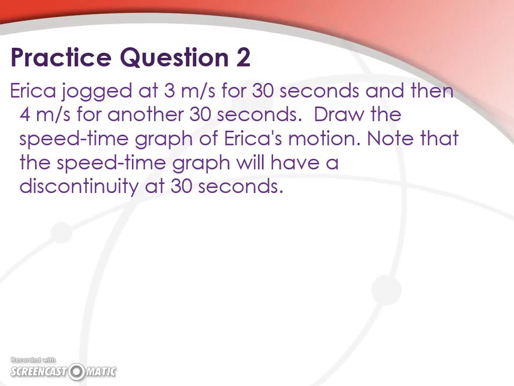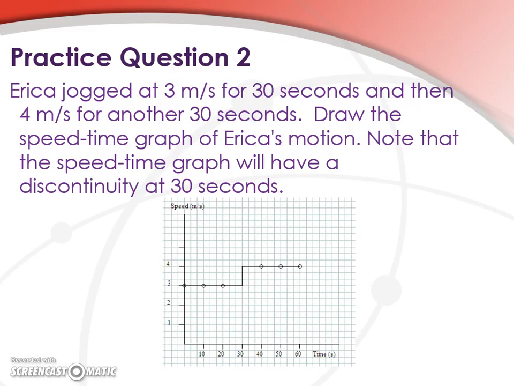So we've got a useful practice problem. Number 2. Erica jogs at 3 meters per second for 30 seconds, then 4 meters per second for another 30 seconds. We need to draw the speed-time graph of her motion, and we'll see in a second that this graph will have a discontinuity at 30 seconds. Okay, so go ahead and pause the movie and please draw that out.